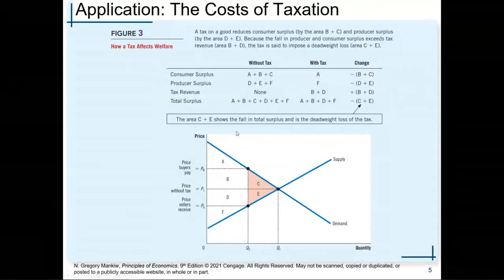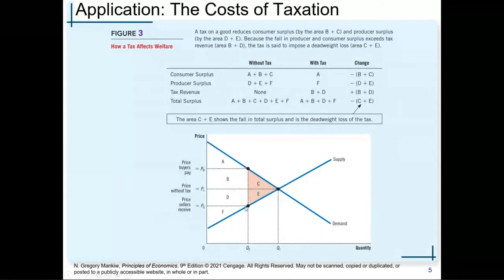So once we look at the tax revenue from this first column, there's no tax revenue. And the total surplus would represent all of these points, A, B, C, D, E, and F. Once we implement a tax, the consumer surplus is going to be reduced by removing B and C. A is going to be the only consumer surplus. B will represent revenues for the government, tax revenues. C is deadweight loss.